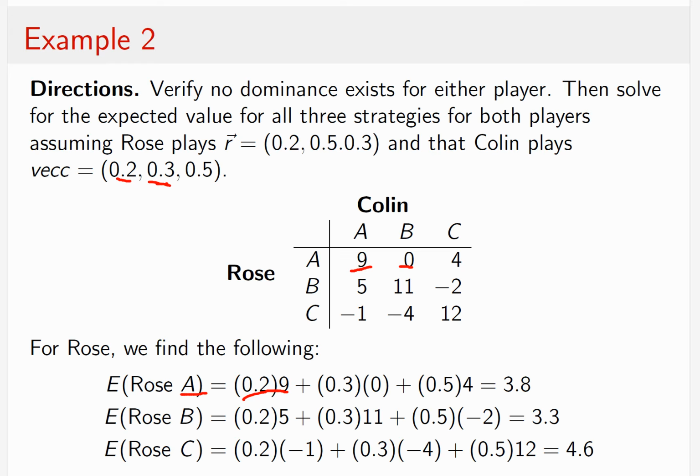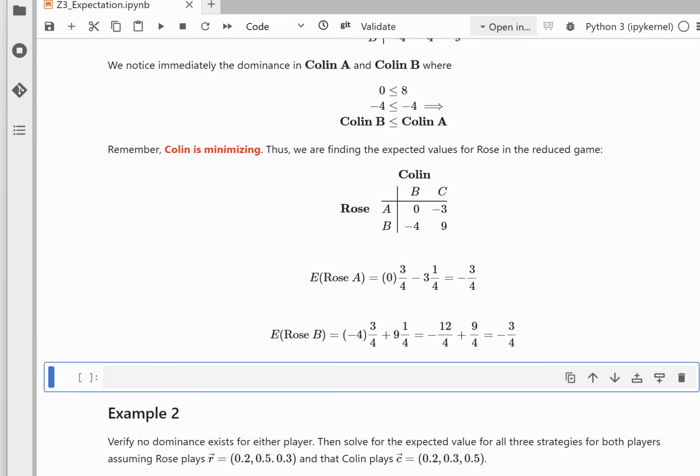And similar calculations will help us see, right, that I have 0.2 times 5 plus 0.3 times 11 plus 0.5 times -2, which comes out to 3.3, right? And I have 0.2 times -1 and 0.3 times -4 plus 0.5 times 12, right, which comes out to -4.6. And you can verify those calculations. Let's jump to the notebook and see.